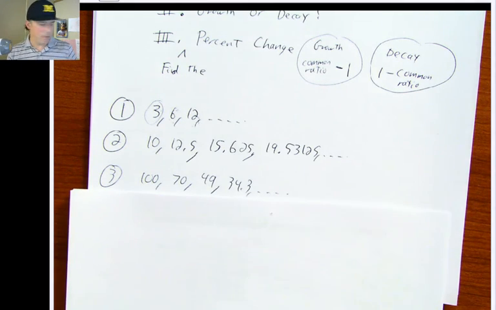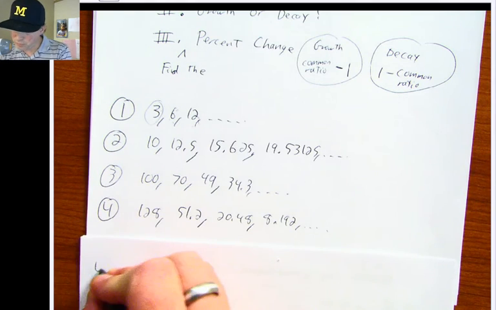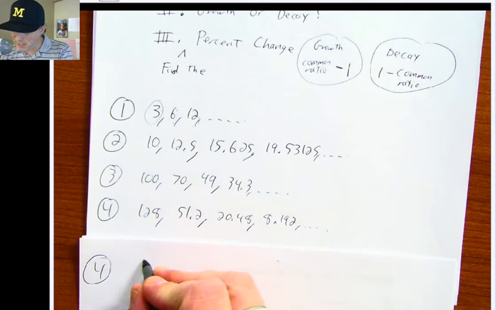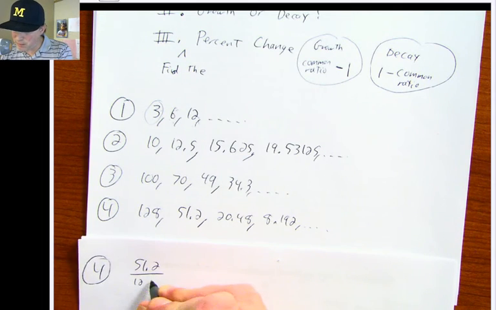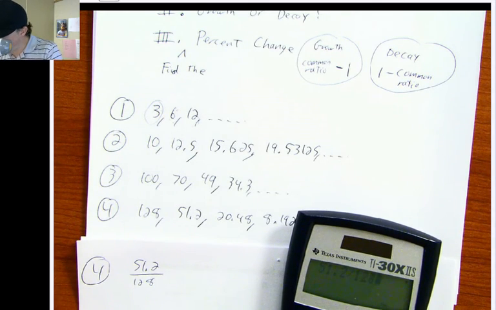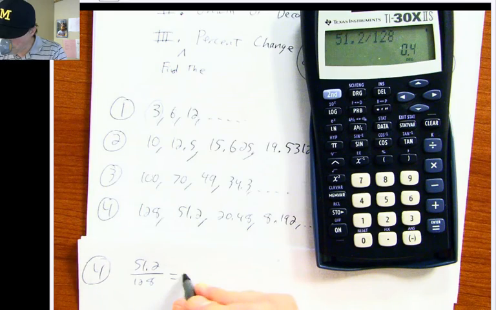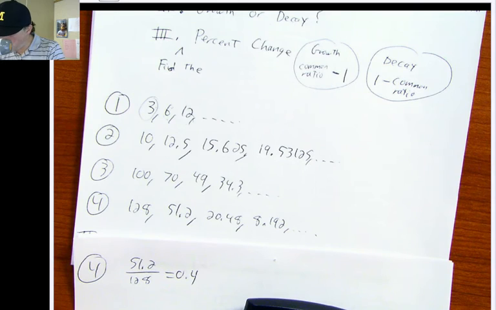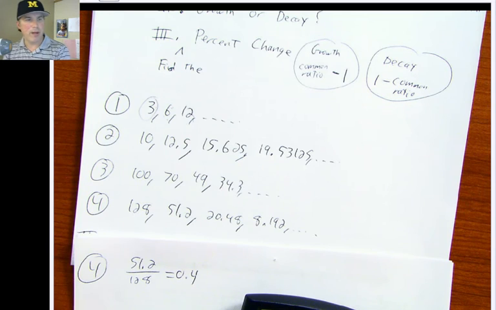So my last example, number 4. This one is a little less recognizable, but use the same ideas. 51.2 divided by 128 is 0.4. And if you just want to check, because it sure doesn't seem like this would work out, if you went 51.2 times 0.4, you do get that 20.48. You take that and multiply it by 0.4, you get the 8.192. It's checking out. So that's part 1.